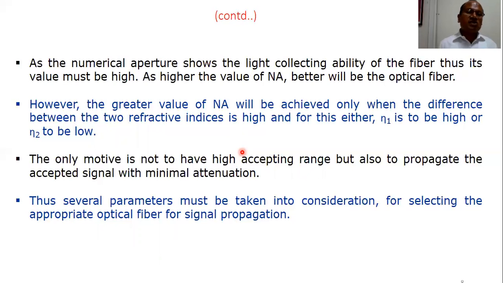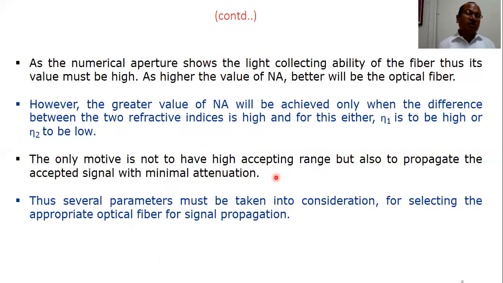If the difference is large, then the numerical aperture will be high. The more the numerical aperture, the larger the acceptance angle. The larger the acceptance angle, the better the light collecting capability. The higher the light collecting capability, the better the optical fiber. So they all are interrelated.